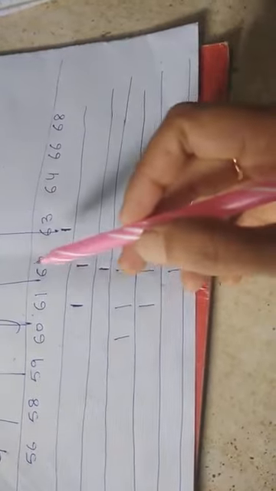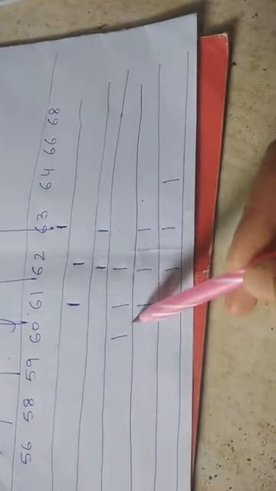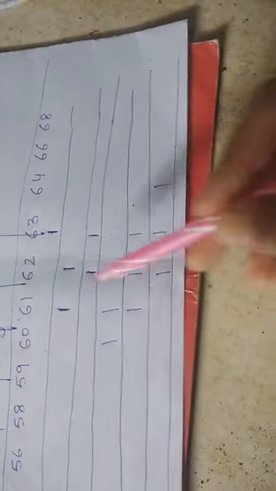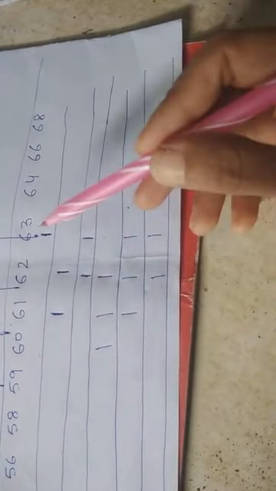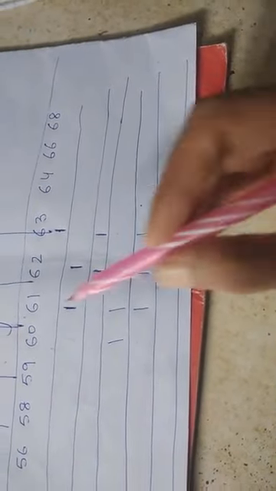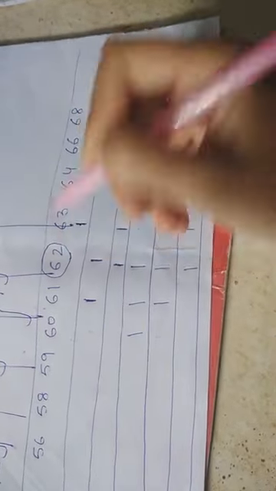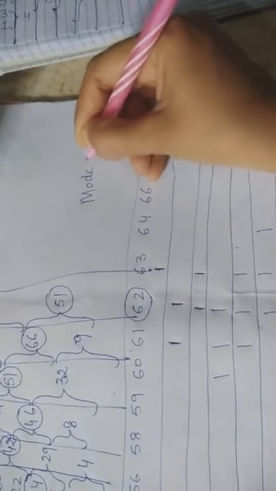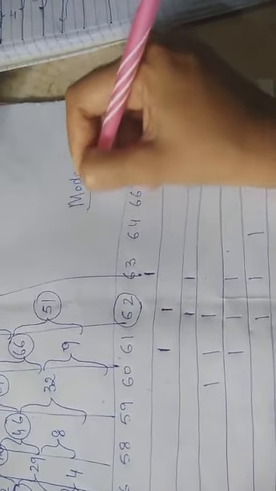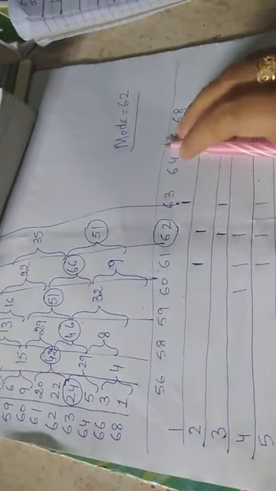After completing this, when I will consider the total, then 60 is having 1 tally, 61 is having 3, 62 is having 5, and 63 is 1, 2, 3, 4, and 64 is having 1 tally. So which one value which is having the highest tally? 62. So my answer will be that mode is 62, and the whole process is known as grouping method. I hope you are able to understand this method.